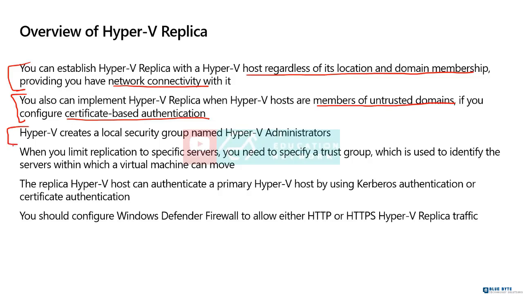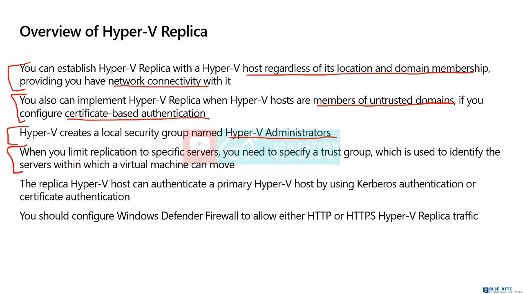When you install Hyper-V, it actually creates a local security group named Hyper-V Administrators. So you'll see this if you were to go to Computer Management on any Hyper-V host. The person that configures the replication has to be a member of this group. So even if you are a local administrator on the server, but you are not a member of the Hyper-V Administrators, you would not be able to configure this. You would just have to make sure your account gets added to the Hyper-V Administrators local group.